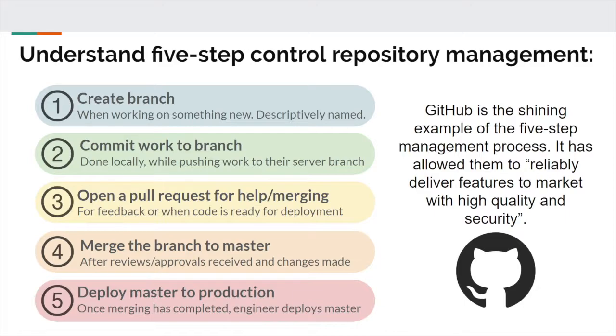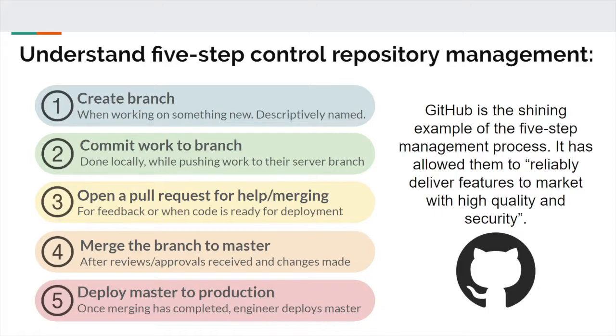The third step is to open a pull request for help and merging. So when you need feedback or when the code is ready to deploy, you want to make sure that other people have a chance to look at it. The fourth step is to merge the branch to master, and this is done after reviews and approvals are received and you've made the changes requested. Finally, the fifth and final step is to deploy master to production, and this is once merging has all completed, the engineer deploys to the master production branch.